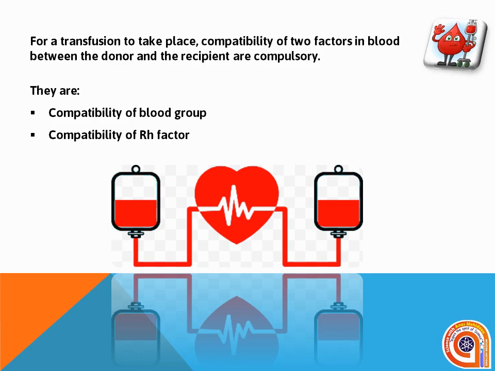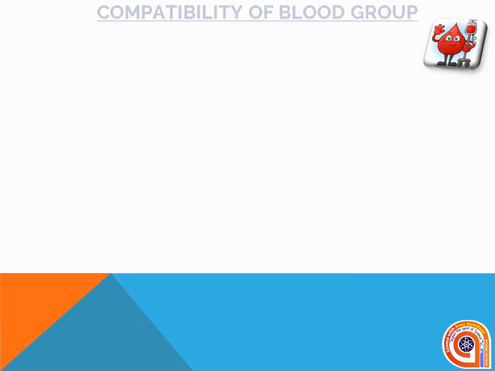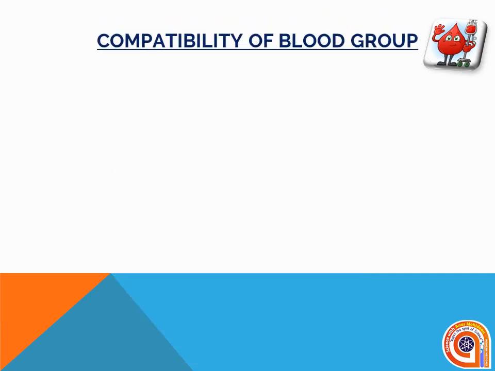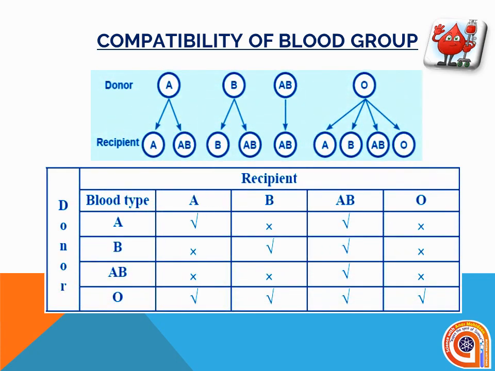So how do we find out whether they are compatible with each other? Let's take the compatibility of blood group first. We said there are four blood groups. They are group A, group B, group AB and group O. So how they become compatible is what is shown here.